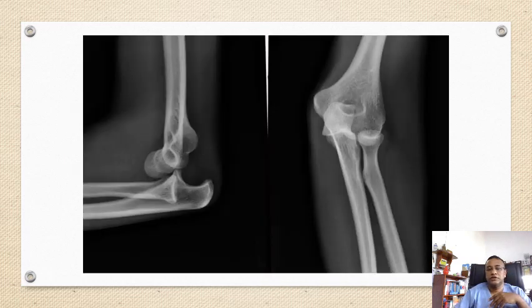This is an X-ray of a posterior dislocation. You can appreciate this is your humerus, radial head and your coronoid process. The trochlear groove joint has been dislocated.